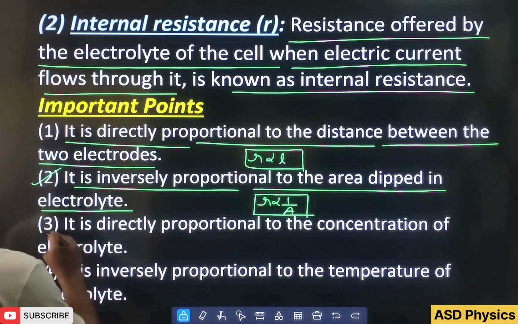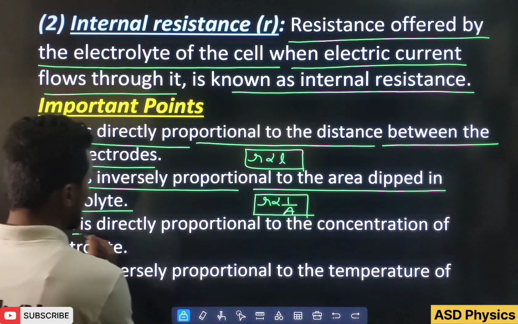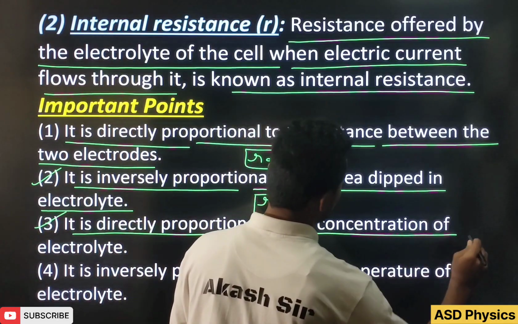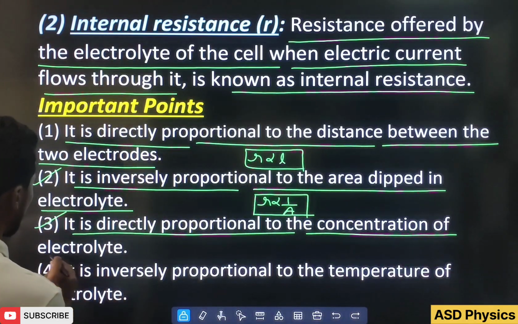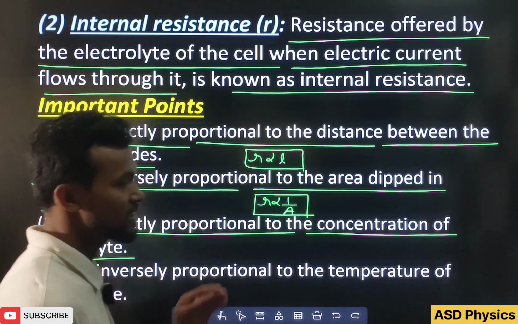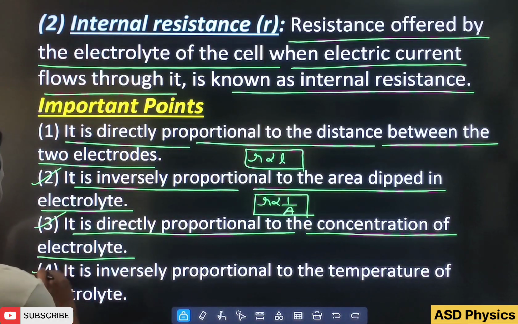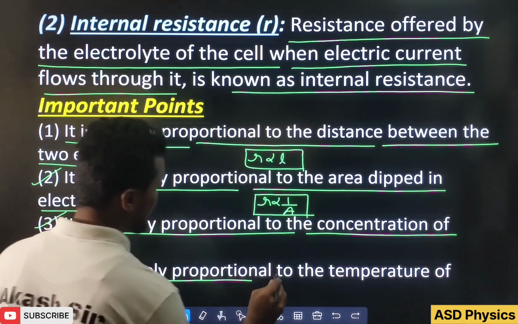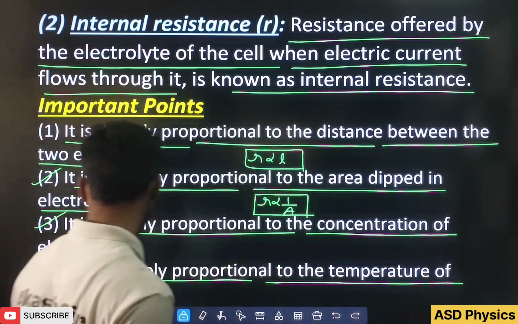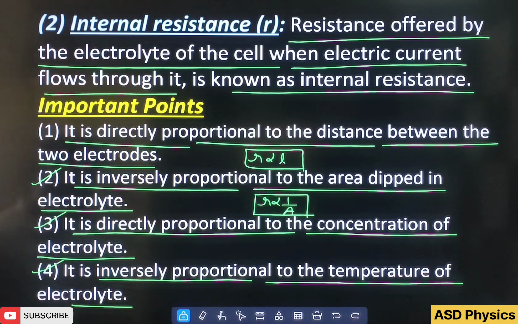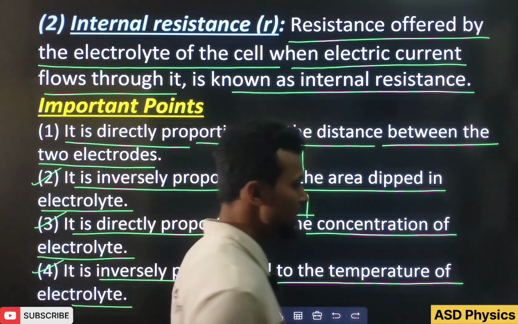Okay, third one students, here you can see, remember that it is directly proportional to the concentration of electrolyte, whether it's more concentrated or dilute, all these things related to chemistry terms. And the fourth one you can see very well, it is inversely proportional to the temperature of the electrolyte. Okay, students, so these factors you should know very well. These 4 factors are there, remember that.